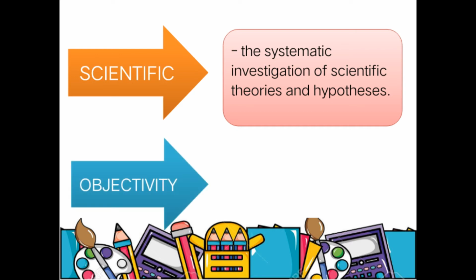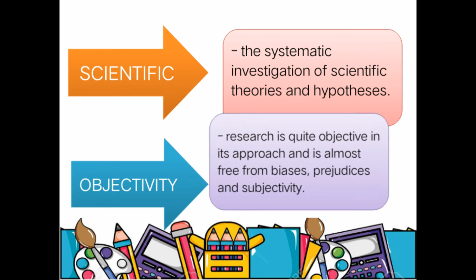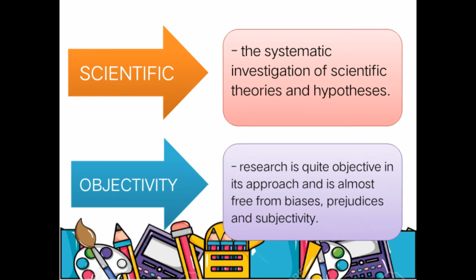Next nature of research is objectivity. It is research that is quite objective in its approach and is almost free from biases, prejudices, and subjectivity. It is also impersonal, allows the facts to speak for themselves and not be influenced by the personal values and biases of the researcher. It is important to have an exact objective in conducting research so that you can easily determine your purpose for why you conduct that certain research.